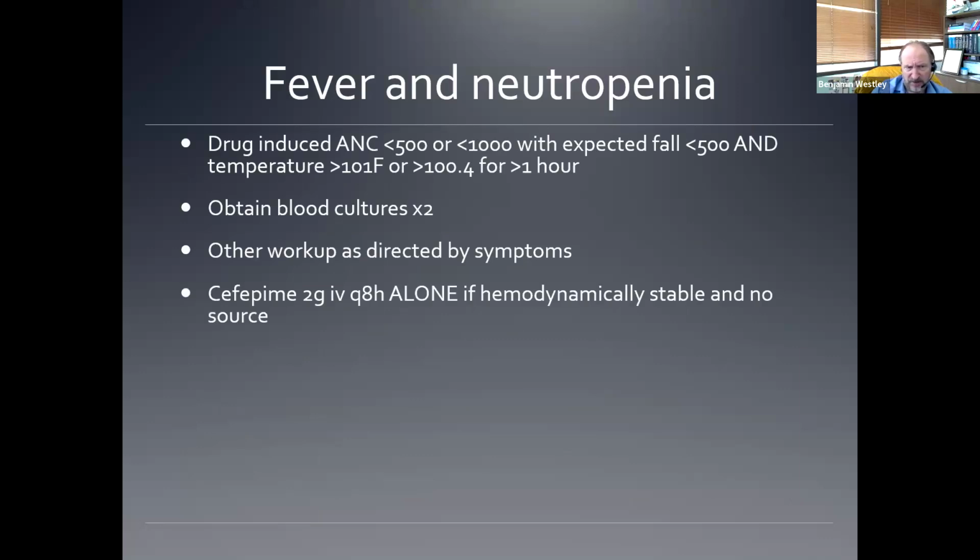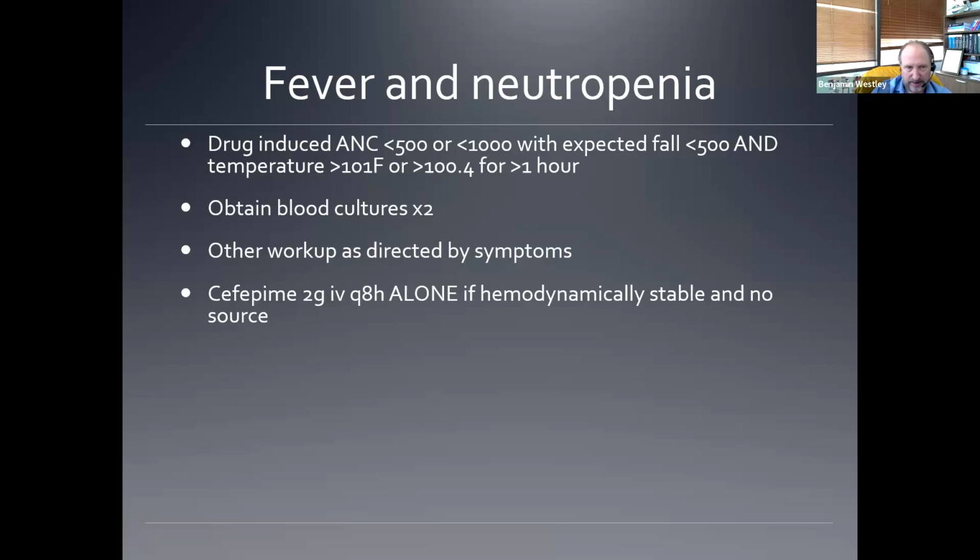The typical approach is to give a drug like cefepime that covers Pseudomonas and gram-negative rods, as well as streptococcal species, including alpha strep, viridans strep species. 2 grams every 8 hours alone. Ceftazidime is not preferred because ceftazidime does not treat all viridans streptococcal species, which come up a lot, especially in patients with mucositis.